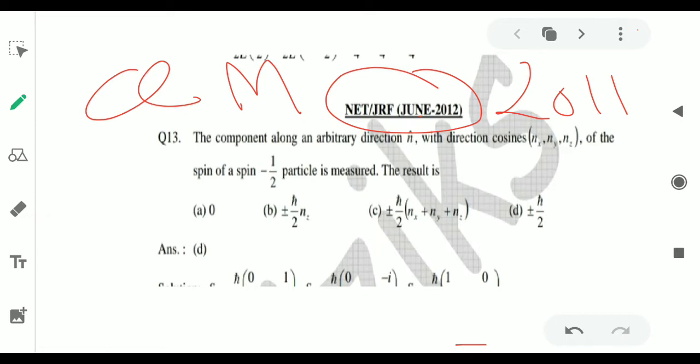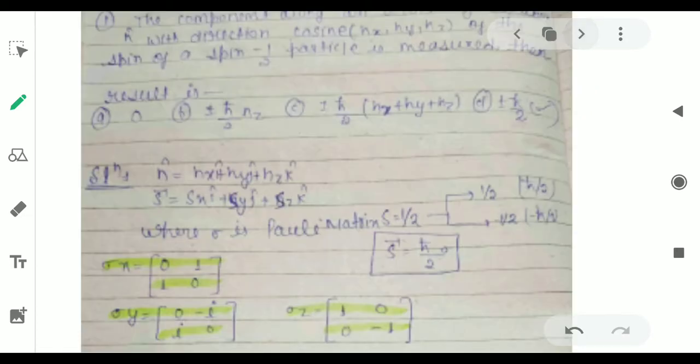The first question is: the component along an arbitrary direction n cap with direction cosines nx, ny and nz of the spin-half particle is measured. What is the result? We are given the spin and the direction cosines, so we will use the Pauli spin matrices.